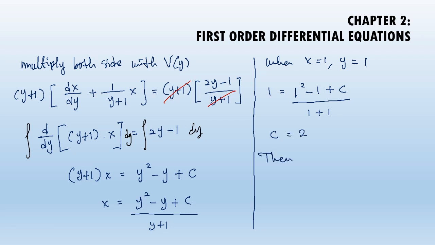Then we substitute c back into the general solution. So we have x of y is y squared minus y plus 2 over y plus 1 as the particular solution for this example.